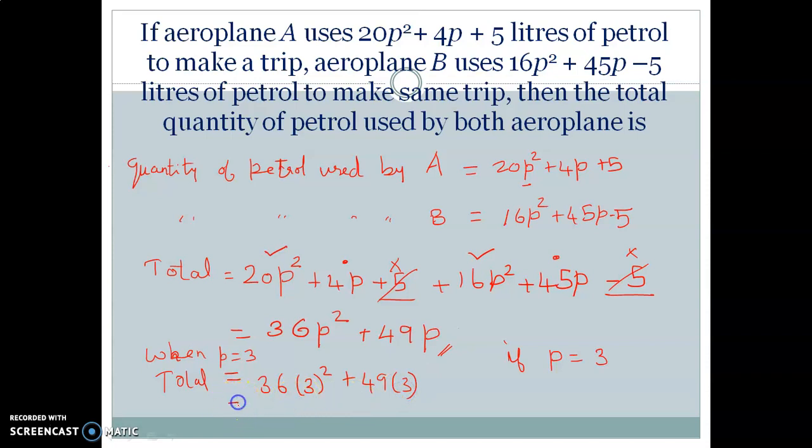So 36, 3 3s are 9, plus 49 into 3, 147. So 9 6s are 54, 5, 9 3s are 27, 32, 324 plus 147. So we will get, carry 1, 4, 5, 6, 7, 3 plus 1, 471 liters of petrol. This is how to simplify.